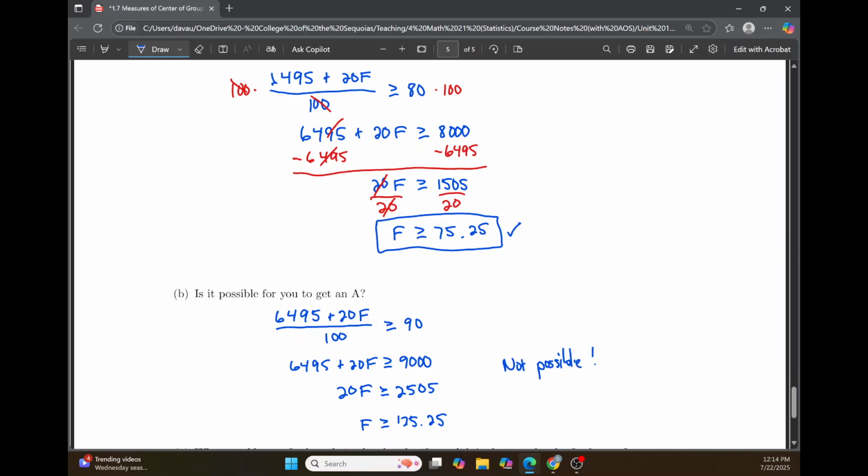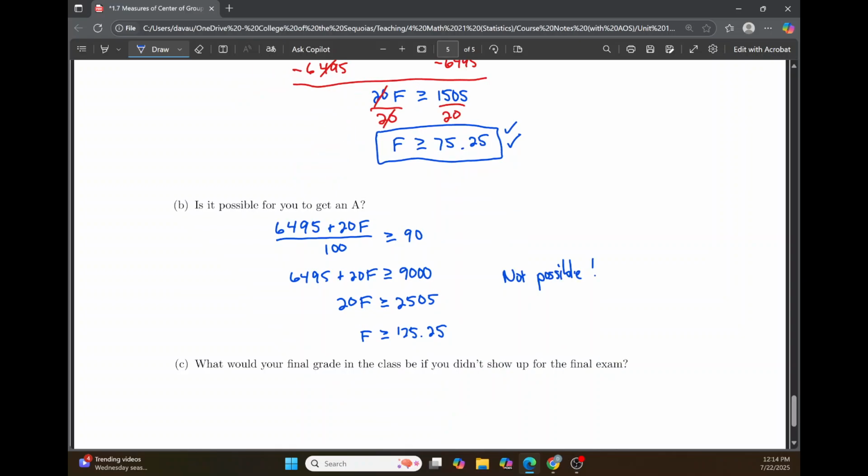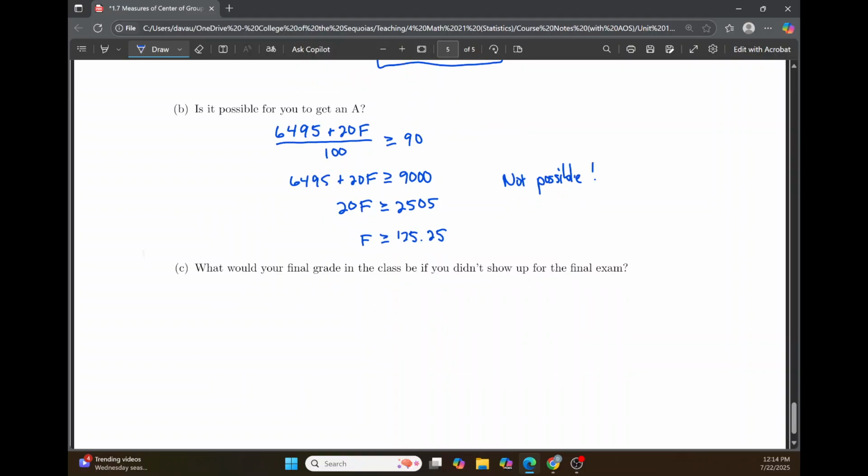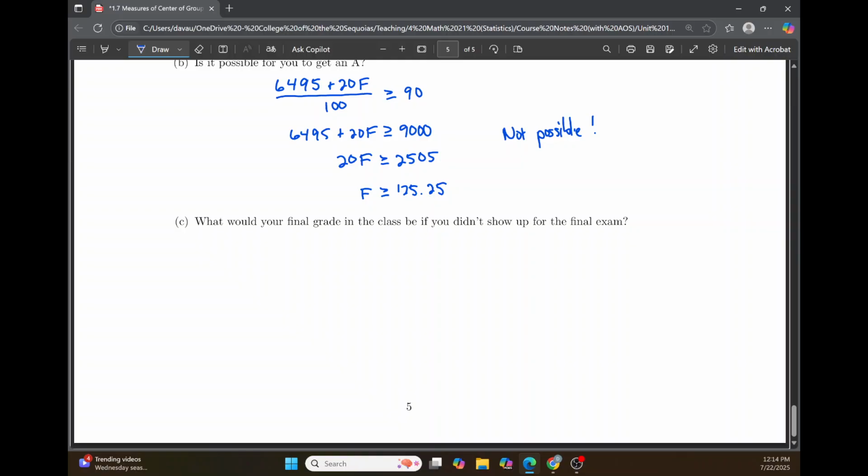Okay, so you can get a B. In order to get a B, all you need to do is get at least a 75 on the test, but you can't get an A. Okay, well, this might lead you to think, well, then I'm just not going to try. I'm not even going to show up for the final exam. But that would be a mistake.